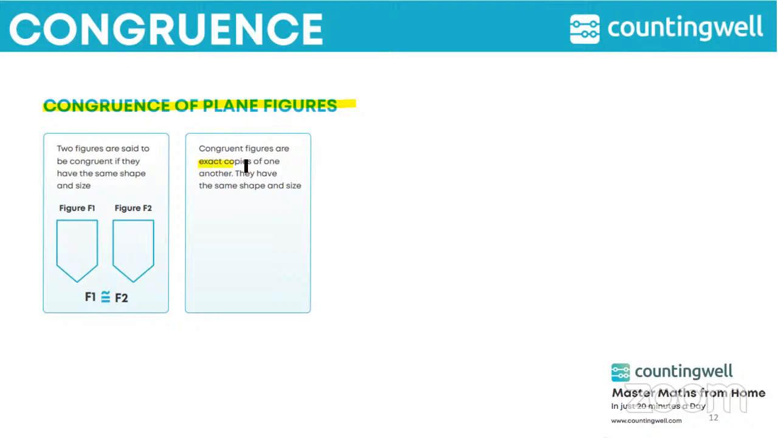Congruent figures are nothing but exact copies of each other and they have the same shape and size. For example, in a pack of biscuits, you can see the shape and size of every cookie is the same. So we can say all the cookies are congruent.